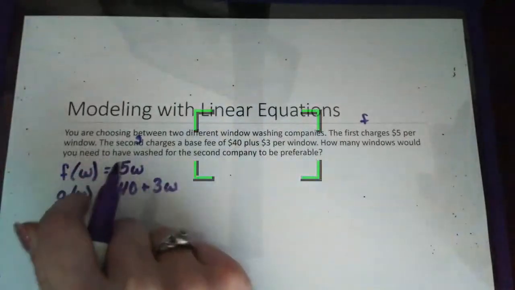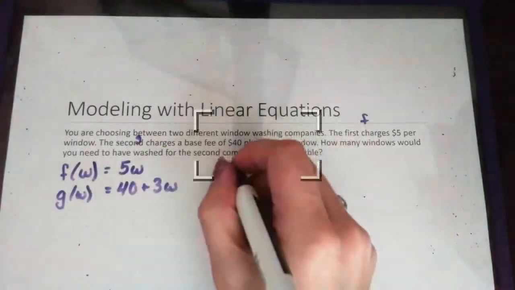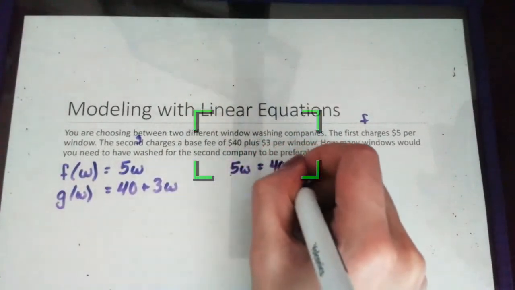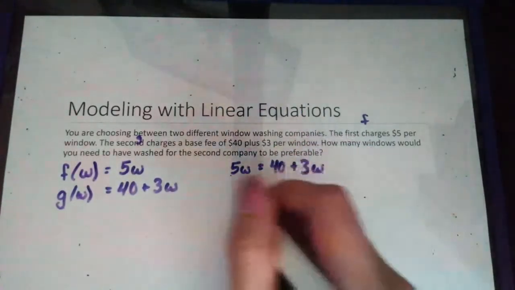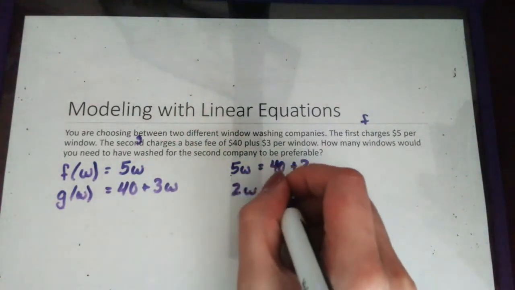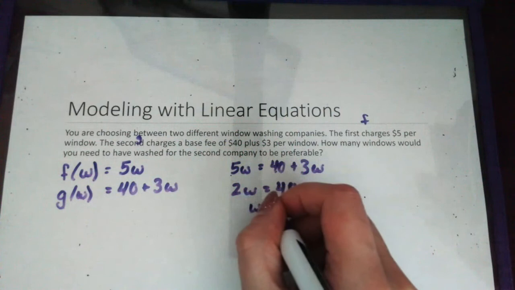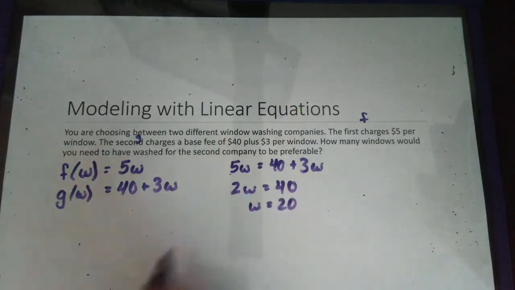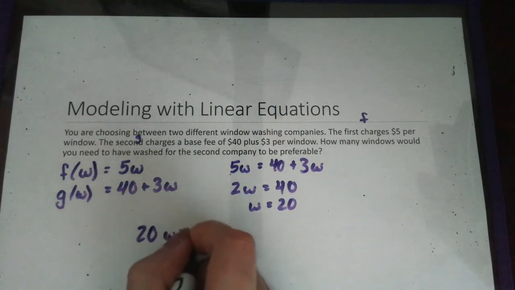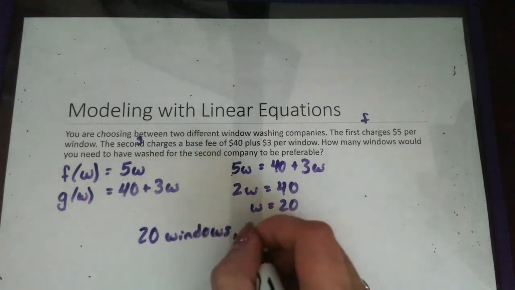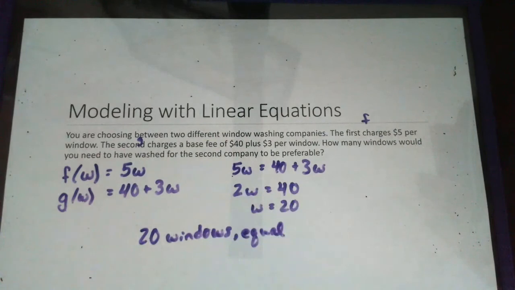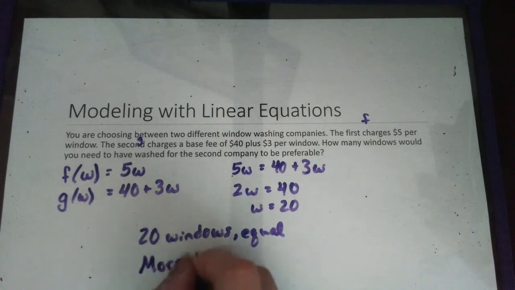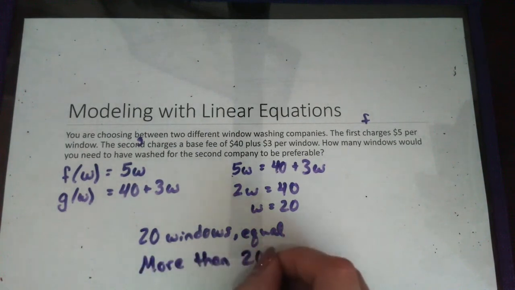So if the costs are equal, then we can set their expressions equal. 5W is equal to 40 plus 3W. I can subtract the 3W over, and I get 2W is equal to 40. Dividing by 2, we get W equals 20. W is representing the number of windows. So what this is saying is that at 20 windows, they are equal. So if we want the second company to be preferable, we need them to wash more than 20 windows.